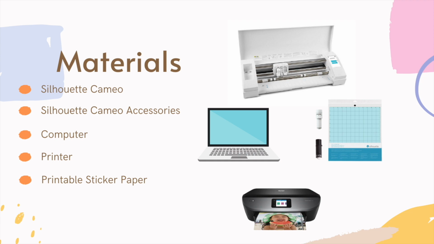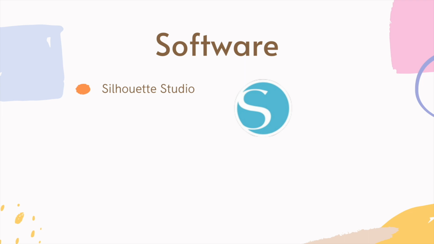The materials that we will be using for this how-to are a Silhouette Cameo, the accessories that come with the Silhouette Cameo, a computer, a printer, and some printable sticker paper. The software that we will be using is called Silhouette Studio.